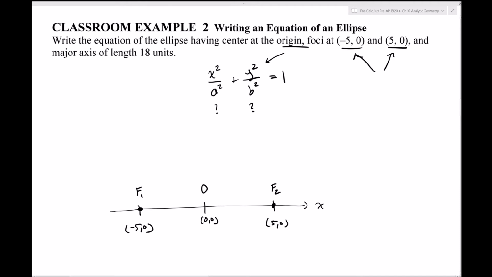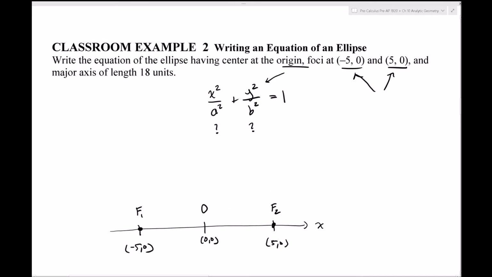And then they told me, okay, so there's more information. A major axis of length 18 units. So the entire major axis measures 18 units. That's from one vertex to the other, one endpoint to the other. So I might have to extend this a little bit more. And if that means it's 18 all the way through, halfway it's 9 and 9. So negative 9, 0, and 9, 0.